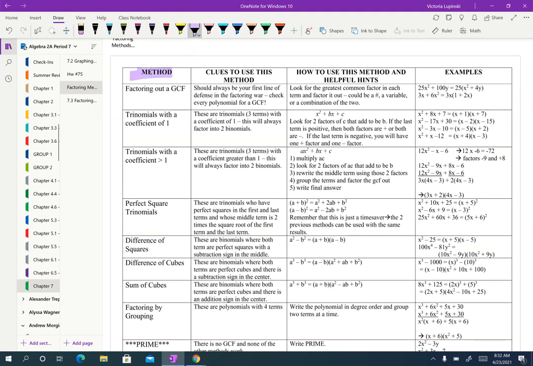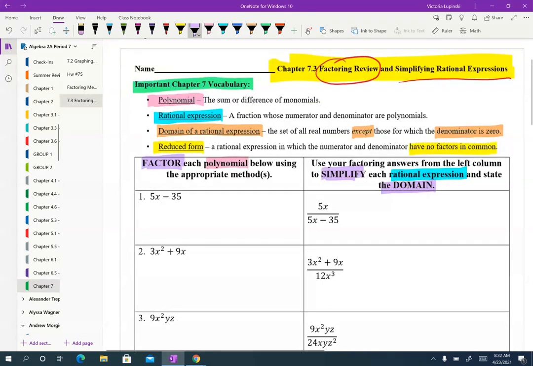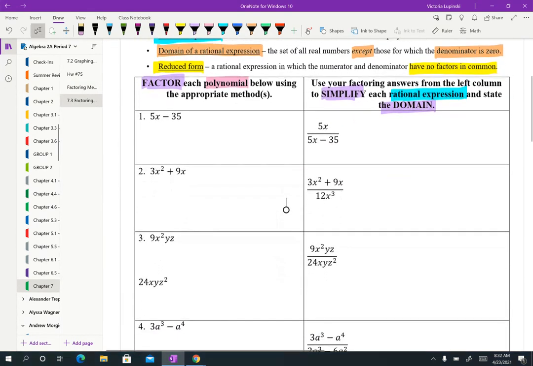Over on the left side is the name of the method. In the second column is a clue for when to use it. Then in the third column is how to use it and helpful hints. And then in the final column is examples. So as I refer to the methods by name today, if you have your factoring sheet handy, you might want to look at it. And then certainly this is a great resource for you anytime going forward. I'm not going to go through it with you since I assume you can follow it on your own. But again, I think that's going to be really, really helpful. So let's get into the actual lesson here.